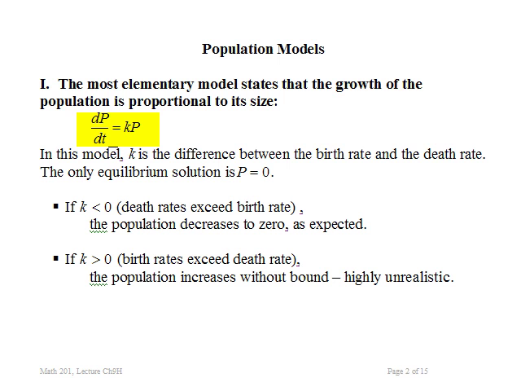What k is, this constant, is the difference between the birth and death rates. If k is less than 0, then the death rate exceeds the birth rate, and this population decreases to 0. That's expected behavior. If k is greater than 0, that means the birth rate exceeds the death rate, then the population will increase without bound. And this is highly unrealistic. So the next model addresses this problem with the unlimited growth.